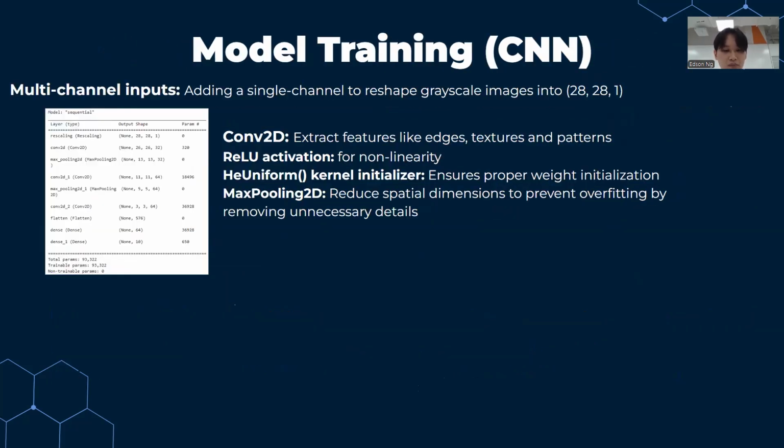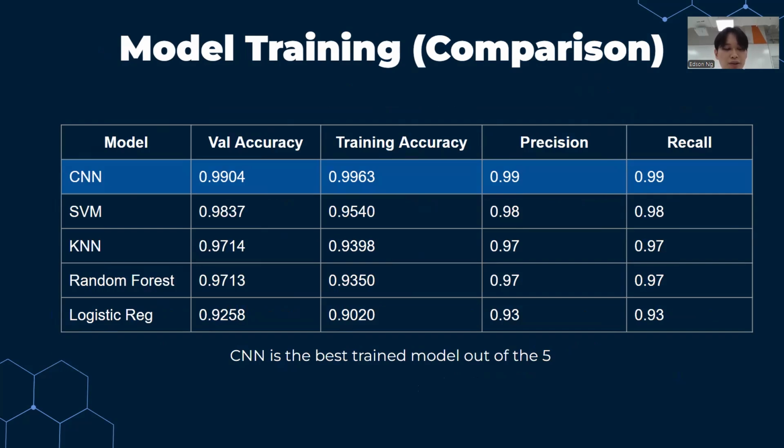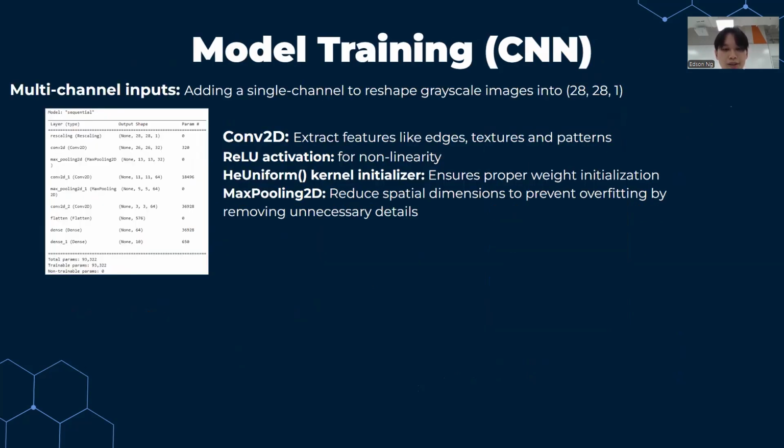So, we have trained a total of 5 models. As you can see in the table, the CNN model outperforms the others across all metrics. Given its superior performance, we'll be using the CNN model for input prediction. Next, I'll walk you through how we train the CNN model.